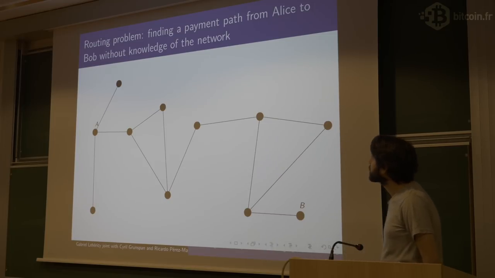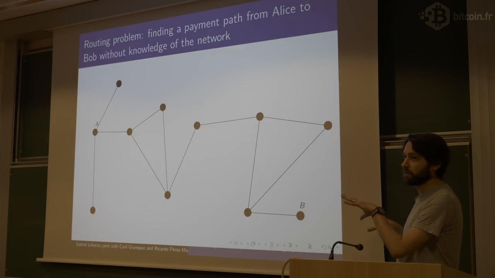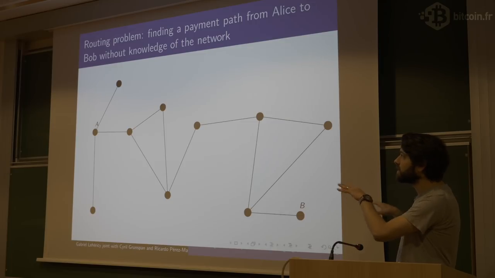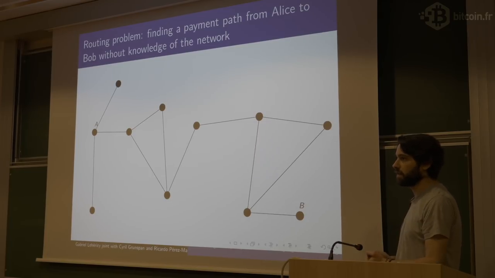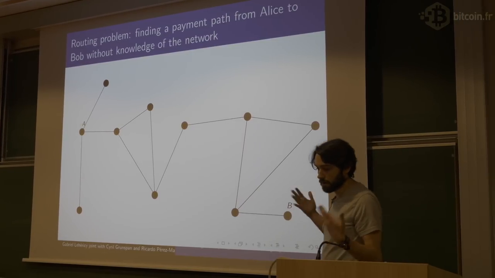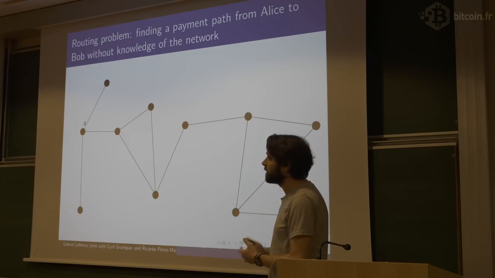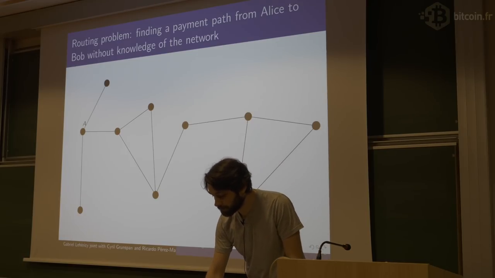So here, what we are assuming is we want A and B to be able to find a routing without knowing anything of the network. The only thing that they know is who their direct neighbors are. But apart from that, they don't have any knowledge of the general topology of the network. So the question is, how can we find a route without knowing too much about the network?